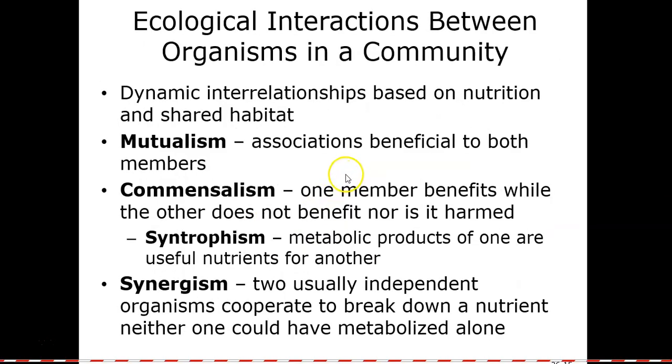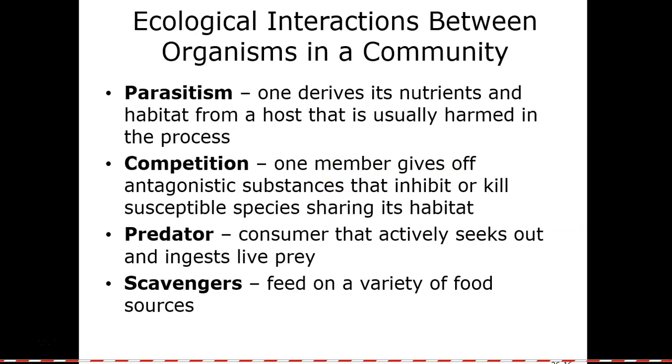And from there, we go on to parasitism. Parasitism is where a parasite gets its nutrients by feeding off of a host, and that host is actually harmed in the relationship. Competition is interesting in that one member of the relationship is going to be an antagonist. It is going to give off toxic substances that can either inhibit or kill another member. We also have the predator-prey relationship. Predators actively seek out and hunt and ingest prey. Scavengers will go around and feed on a variety of food sources. So the scavengers feed on living things or dead cells or wastes.